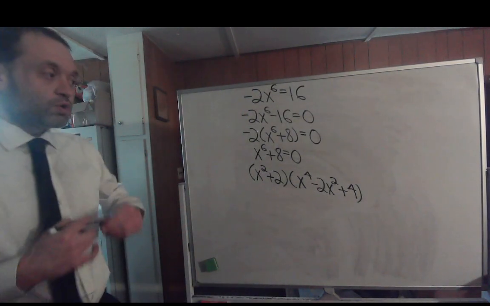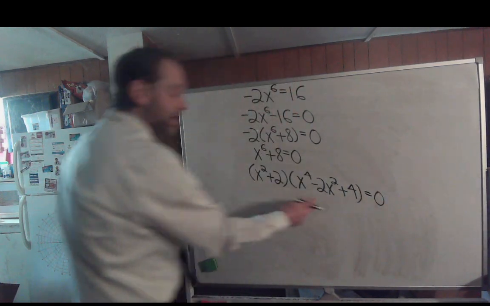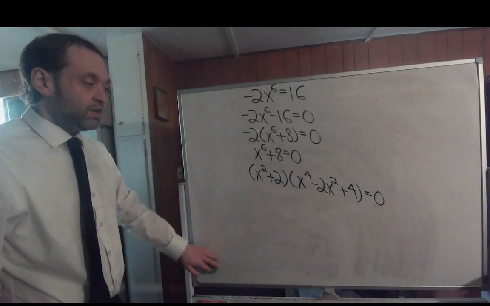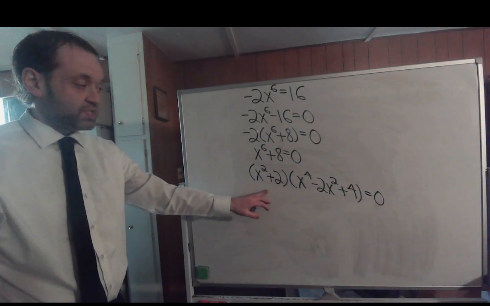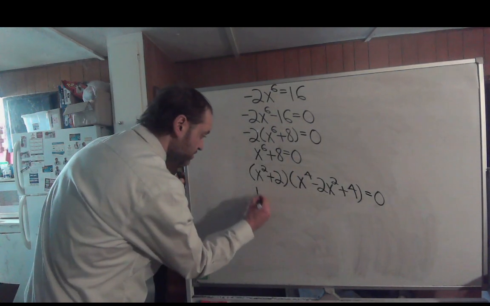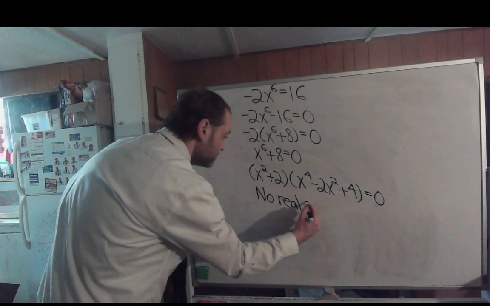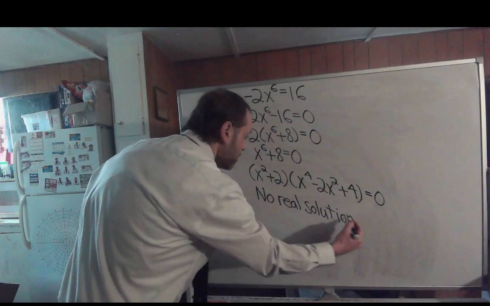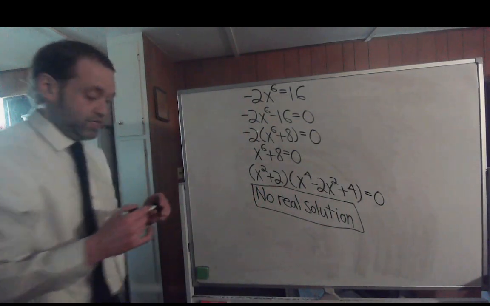Well, the pseudo-quadratic factor, which is the x to the 4th one, that'll never factor. It won't factor at all. So we don't worry about that. And the x squared plus 2 would actually give you imaginary solutions. So once again, we have no real solution to this particular equation.